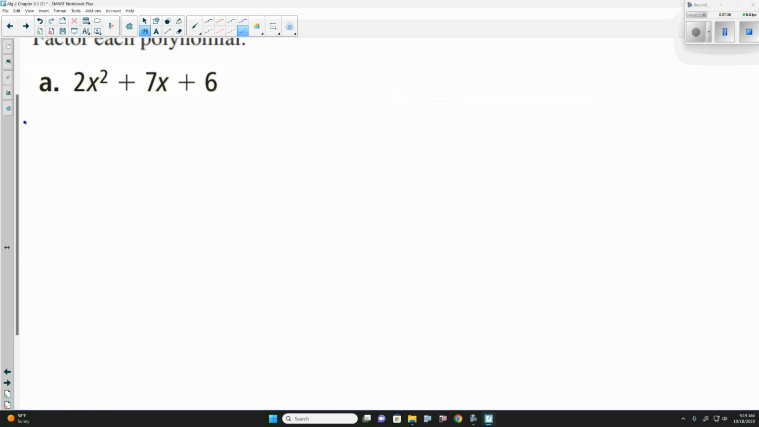Let's look at the next one. 2x squared plus 7x plus 6. Is there a greatest common factor between 2, 7, and 6? No. 2 and 6, yes. But the 7 throws everything off. So since there's no greatest common factor, 2 sets of parentheses with 3 spaces. Signs. So it takes care of steps 1 and 2. Step 3, find the sign.